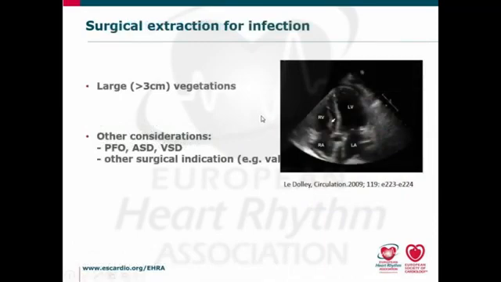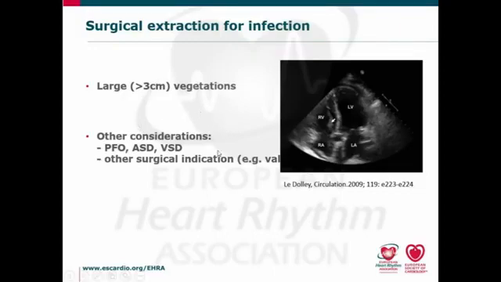So the indications for taking out the device surgically are very large vegetations. Some people may say 3 centimeters, some people may say 4. There have been reports of big vegetations up to 4 centimeters being taken out safely. Of course, the concern is that when you do have such large vegetations, they embolize and may cause a big pulmonary embolus with hemodynamic collapse.